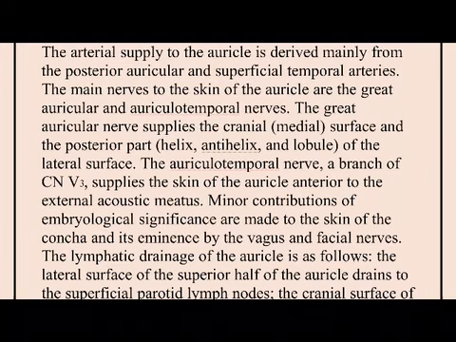The great auricular nerve actually supplies the cranial, that's the medial surface, and the posterior part, that's the helix, antihelix, and lobule of the ear. So you have the great auricular nerve supplying the cranial, that's the medial surface, and the posterior surface of the lateral part of the ear.